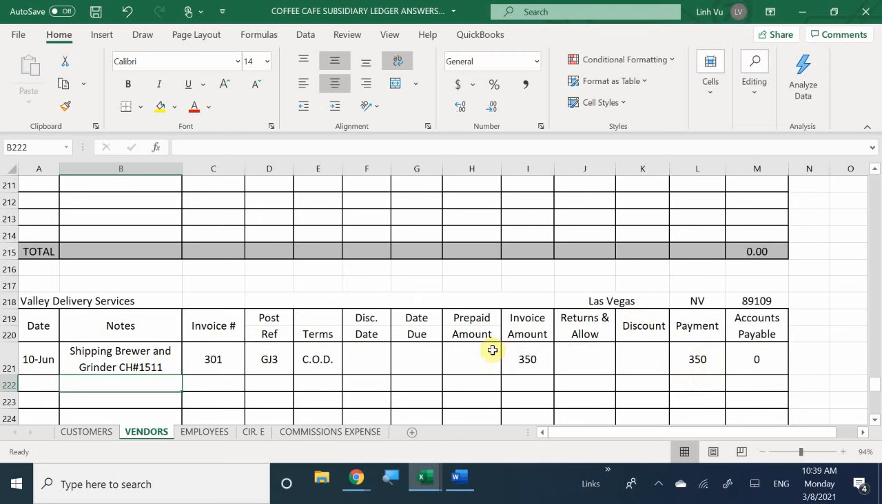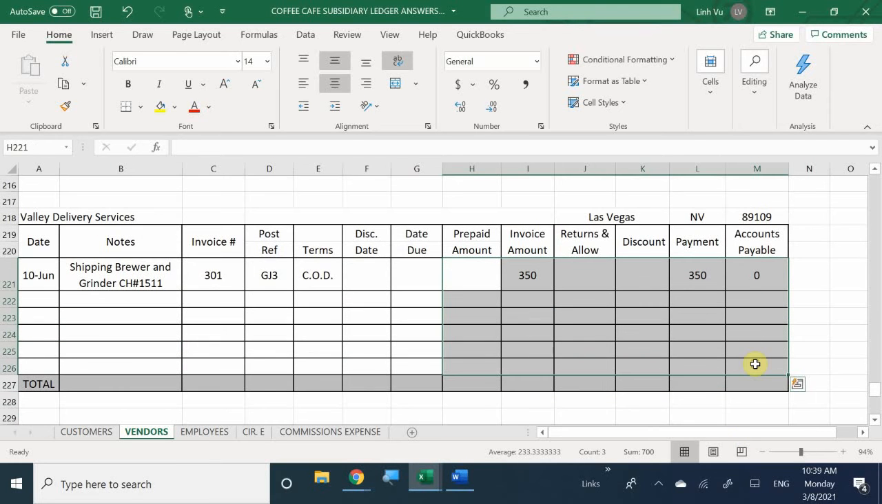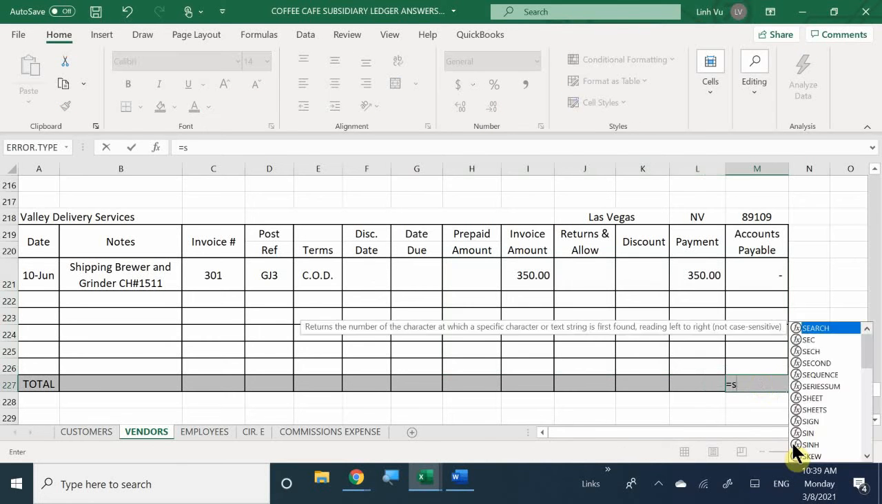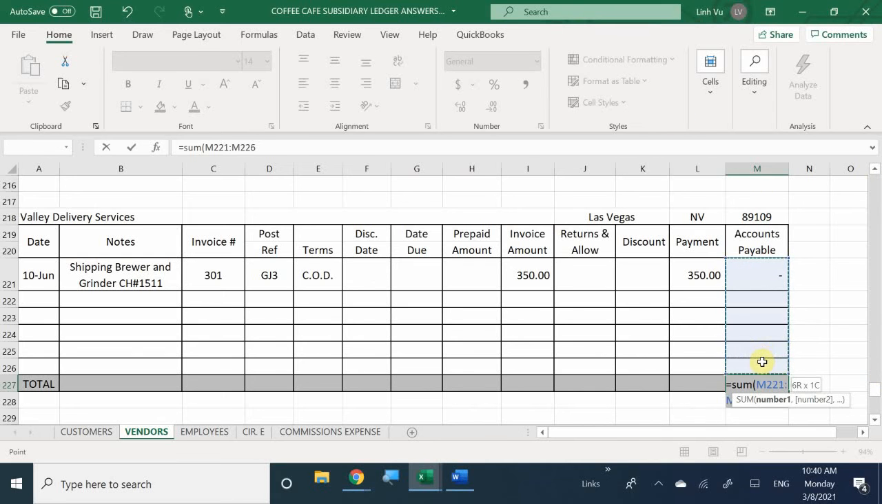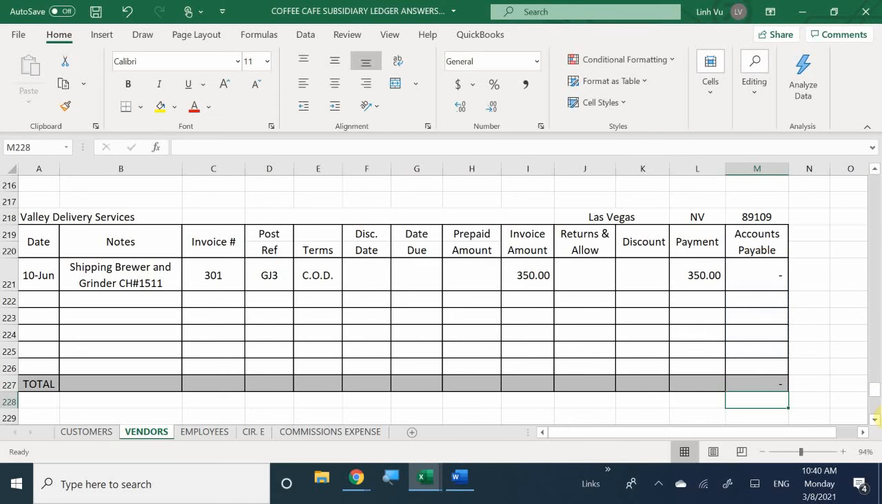So therefore, I owe Valley Delivery Services nothing. All right, and this one, the formula is not there, but I will go ahead and enter that in real quick. So here you go. It should be equal sum. Pretty standard, straightforward Excel simple things. So you're going to click and highlight and enter. So I owe nothing to Valley Delivery Services. Okay.